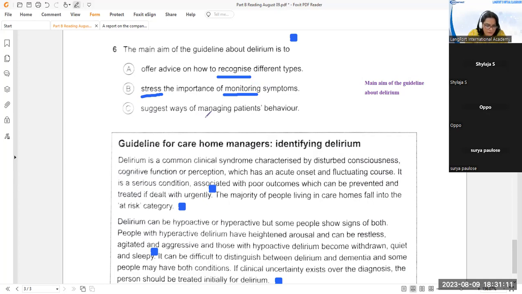The main aim of the guideline about delirium is to suggest ways of managing patients' behavior. Have they suggested ways through which we can manage a patient's behavior? No, nothing. So D is not the answer. C is not the answer.